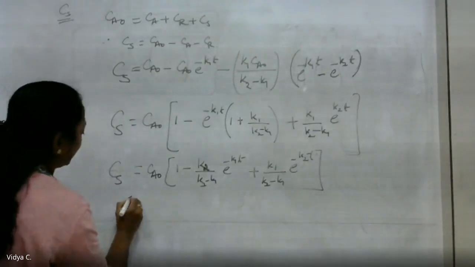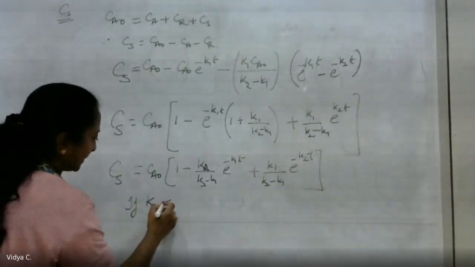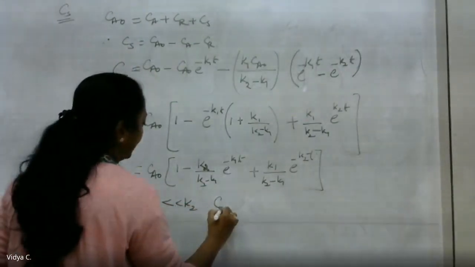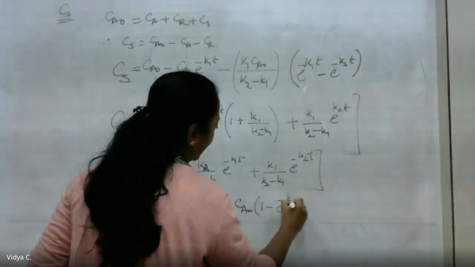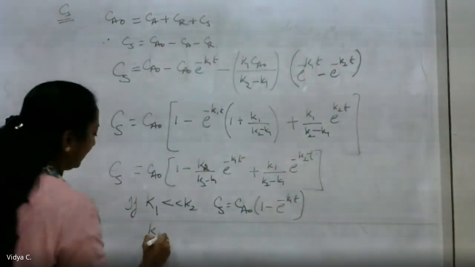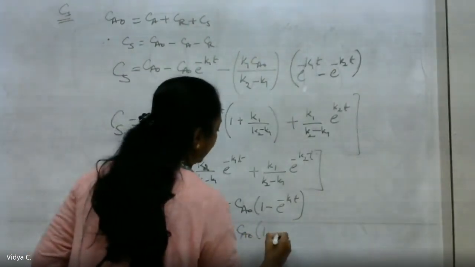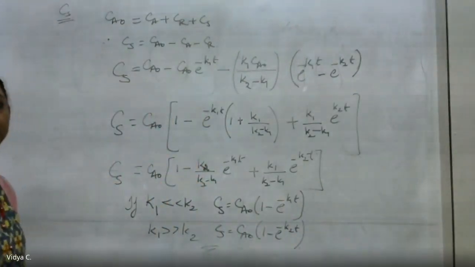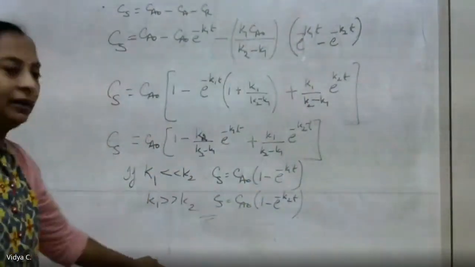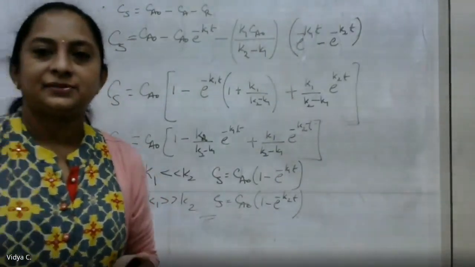Next, very simple thing. 2 lines only. If K1 is in the first case lesser than K2, CS is CA naught into 1 minus e to the power of minus K1t. Okay, and if K1 is greater than K2, CS is equal to CA naught into 1 minus e to the power of minus K2t. Okay. Yes, this is your derivation. Oof, it's a very lengthy derivation. Maybe in the class I take more than 1 hour to derive this. Okay, anyway, we have completed it. Let's wind up. Thank you.